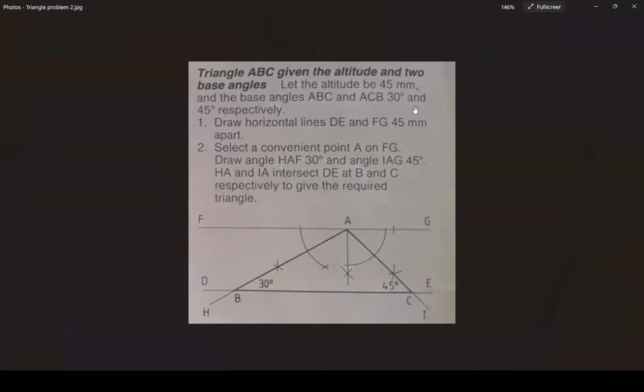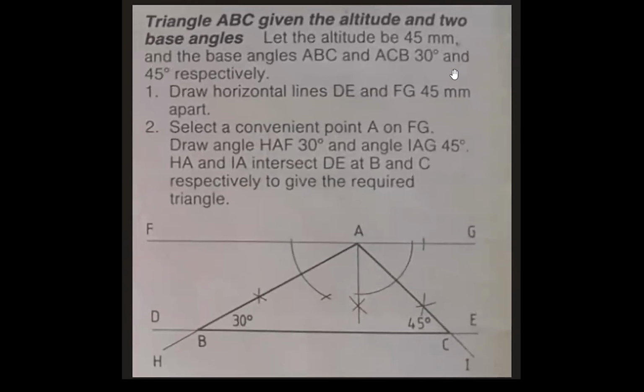Let me see, is this the second one? Yep, this is the second one. So let's read this one. Triangle ABC, given the altitude and two base angles, let the altitude be 45 mil and the base angles ABC and ACB 30 degrees and 45 degrees respectively. So let's look at their strategy.